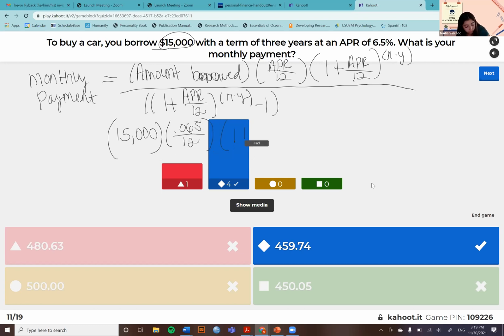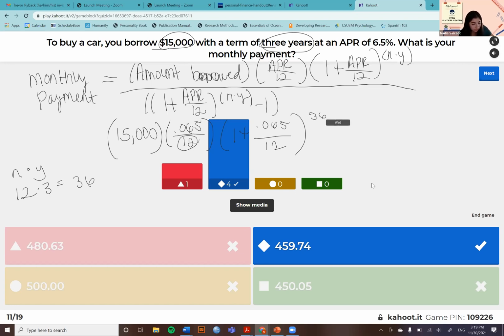Go ahead and put 1 plus 0.065 divided by 12. And like I said, I like to put my n times y. I'd like to just calculate that before I put it in. So in this case, our n is 12. So n times y, 12 times 3, since our y is 3 years. And that gives us 36. So we can put the 36 at the top.